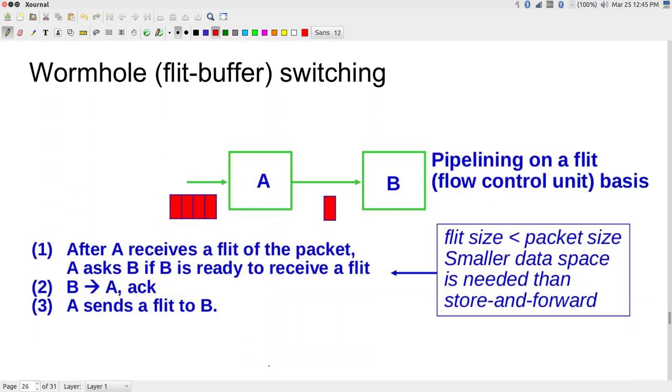In particular, there is something called flit buffer switching, also called wormhole switching. Sometimes wormhole routing is also used, but switching is probably the more accurate term in this context. Basically, what it says is as soon as A receives a flit of data, it asks B if it's ready and sends it on. So effectively you need less data to be stored, hopefully, than store and forward, because you are now effectively buffering only the flits. The problem, of course, is all that you have done is take some packet and break it down into smaller packets, so it's still packet based. The main advantage is that the flit size is fixed and relatively small, so you get a little more flexibility in terms of how to store, etc.